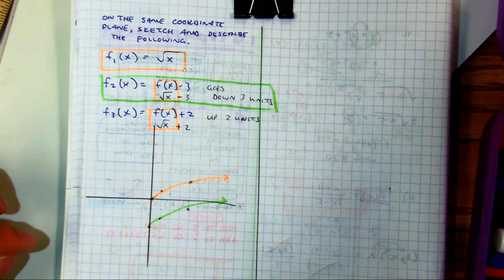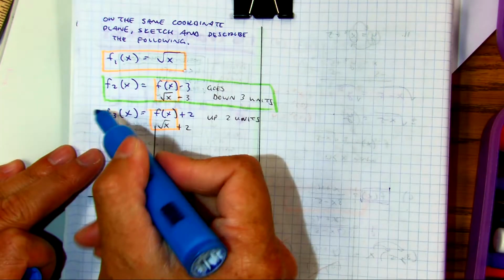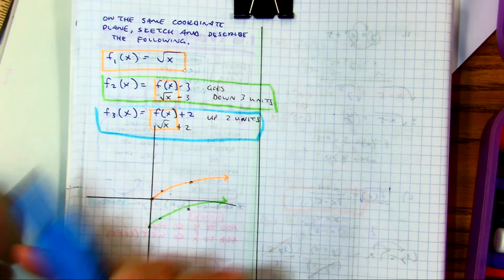And then we'll do this one in blue. This function, because the letter's on the outside, is going to move up 2 units.